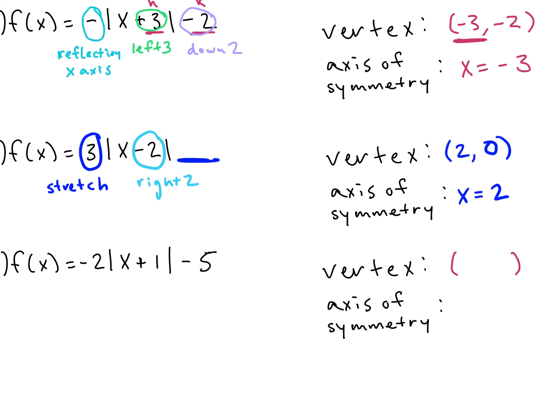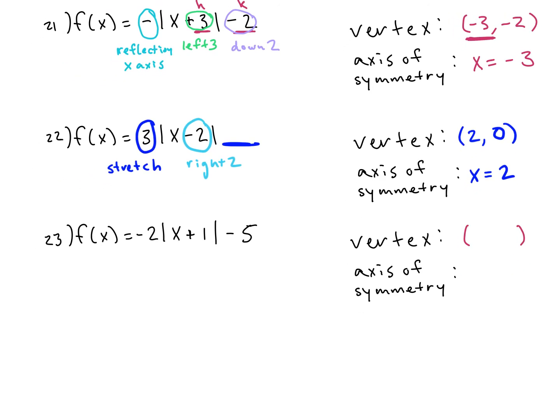All right, and then last one, 23. What's our vertex? -1 comma -5. Awesome, because we have that 1 that comes from the inside, we flip the sign, and -5. And what's my axis of symmetry? x equals -1. So let's identify our transformations. What does this negative do? Reflection on x. 2 is a stretch. What about +1 on the inside? Left 1. And -5? Down 5.